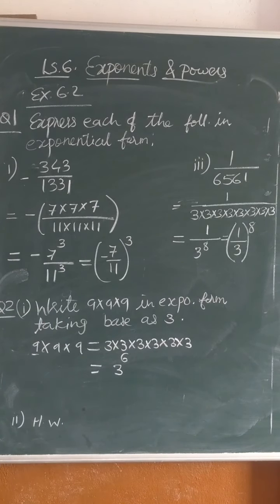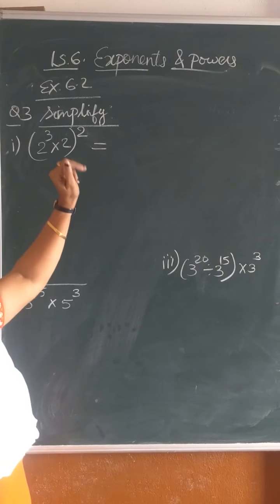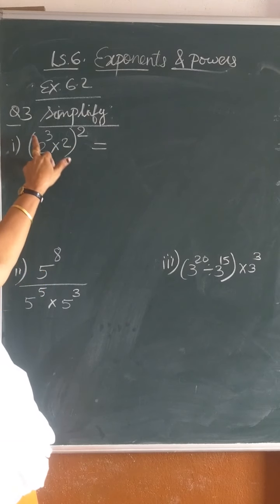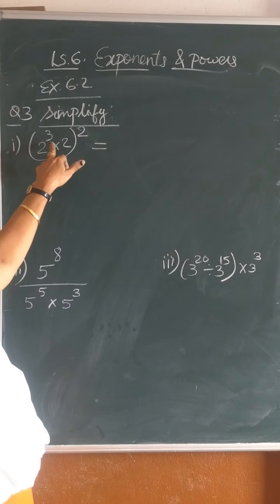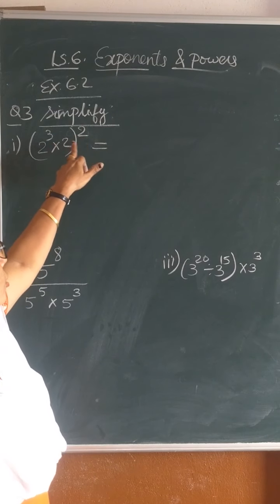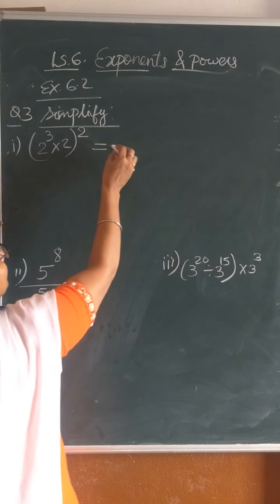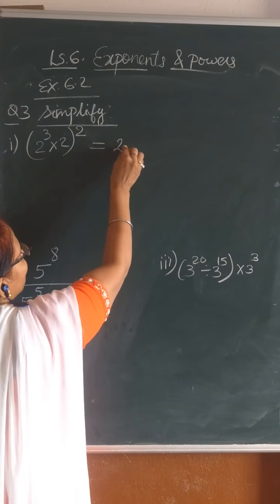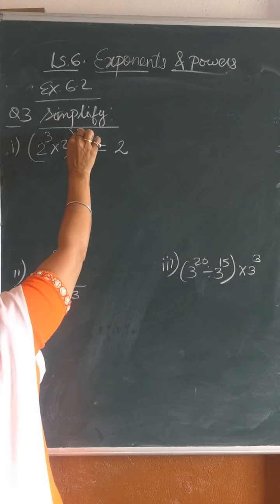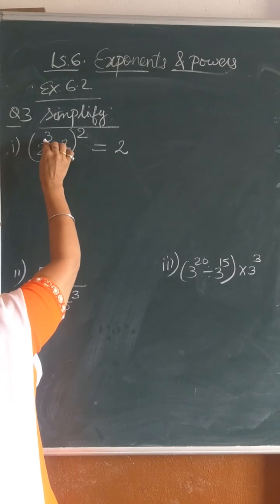Simplify. Let's see question number 3. Simplify. Now see, here a bracket is given and a power is given inside the bracket as well as outside the bracket. Now you know which law we have to use. We have to multiply these powers. So the bracket shows that this power 2 is of this 2 raised to the power 3 as well as for this 2. So 3 into 2.